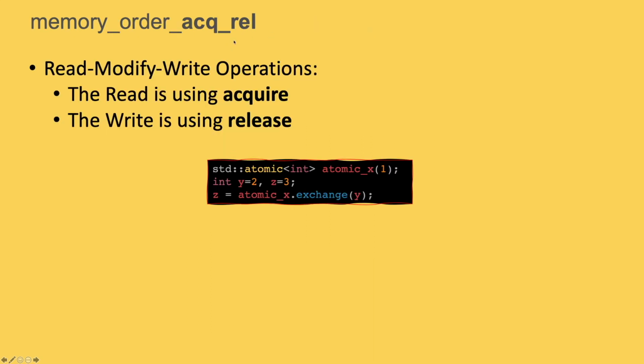There's one last memory order that we talk about, which is acquire and release. So this is a tag that does both acquire and release at the same time, and it's used for read-modify-write operations. If you remember, operations like exchange, they load, they modify, and then they write the result back. So when they load, they do acquire. When they store, they use release.